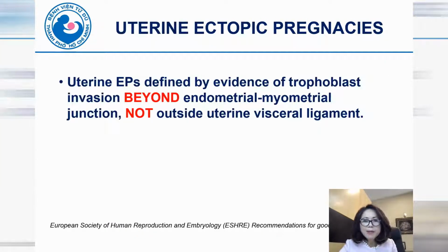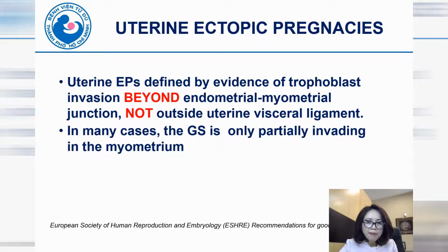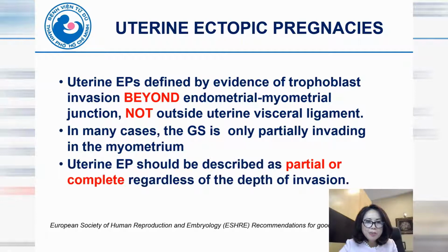Uterine ectopic pregnancy is defined by evidence of trophoblast invasion beyond the endometrial-myometrial junction, but not outside the uterine visceral ligament. In many cases, the GS is only partially invading the myometrium. So uterine ectopic pregnancy should be declared as partial or complete, regardless of the depth of invasion.